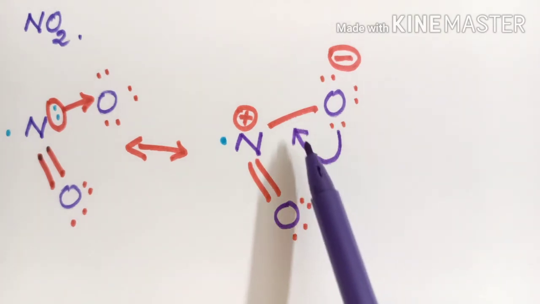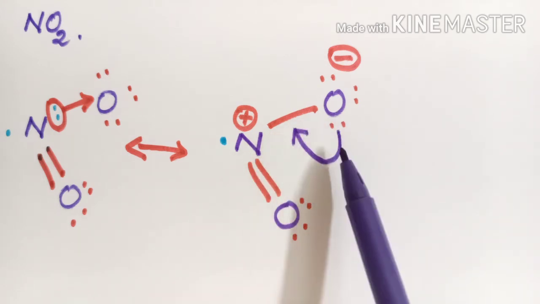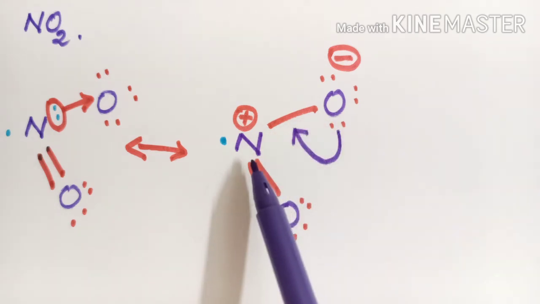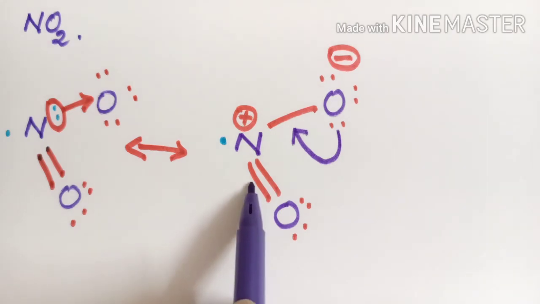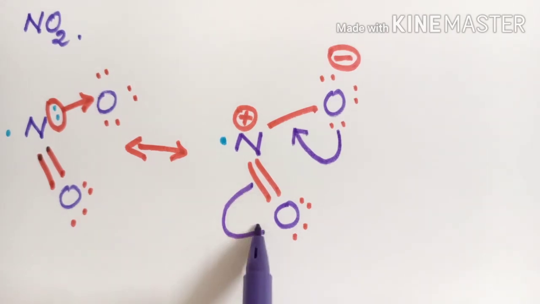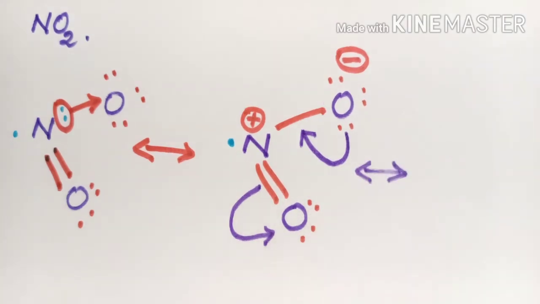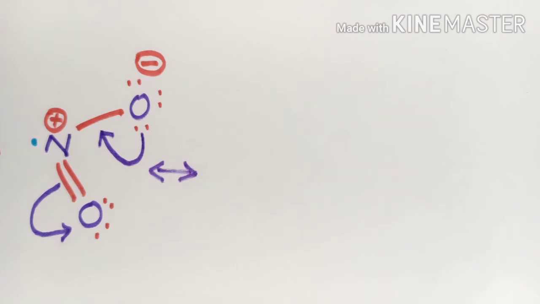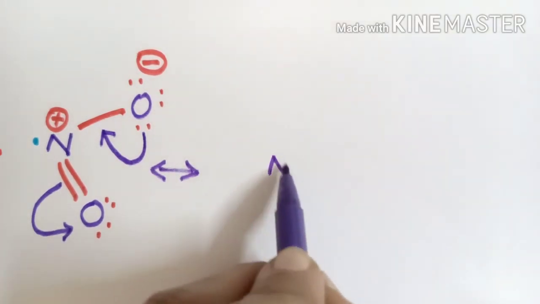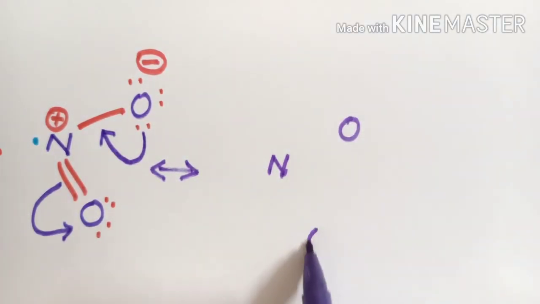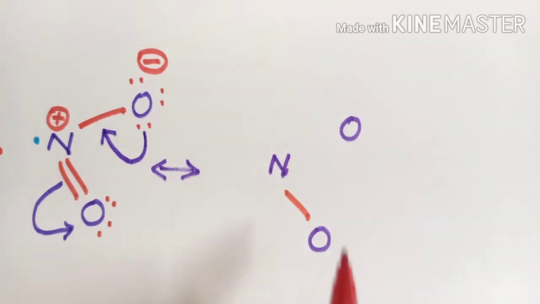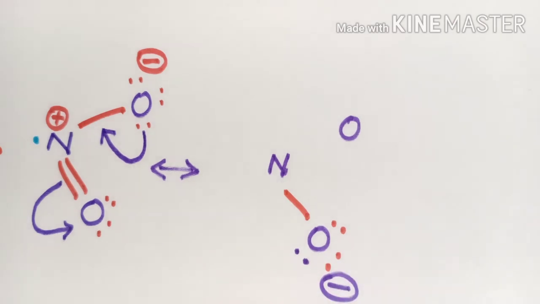It donates the electron to the nearby bond, and with the result there is a simultaneous shift of the pi electrons to the next oxygen. With the result we get the next resonating structure, NO2. What happened to the double bond here? It became a single bond, and we have 1 2 3 4, and the 2 electrons that are gained, with the result it will gain a negative charge.